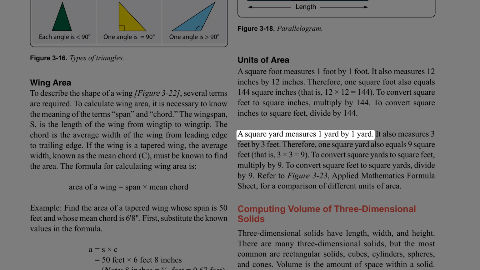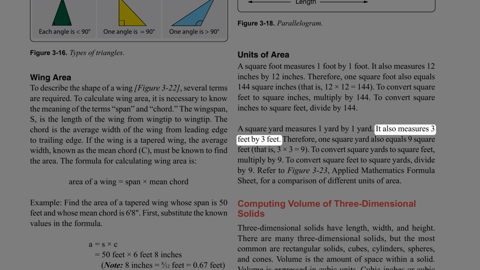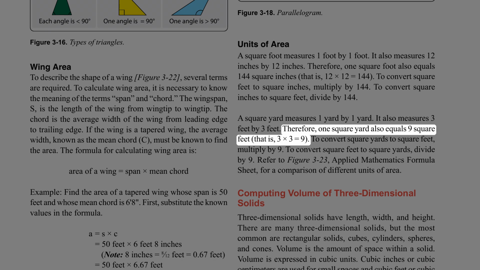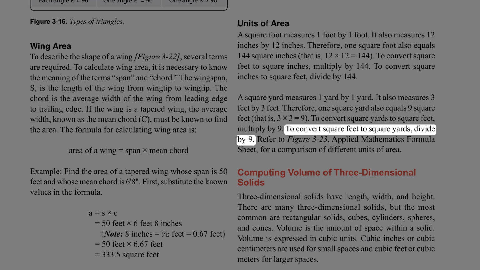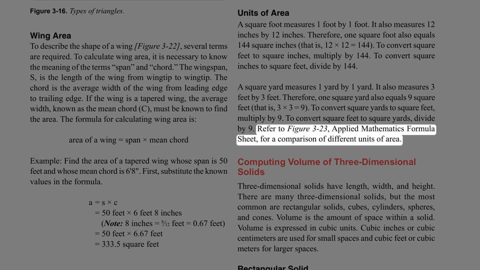A square yard measures 1 yard by 1 yard. It also measures 3 feet by 3 feet. Therefore, 1 square yard also equals 9 square feet, that is, 3 times 3 equals 9. To convert square yards to square feet, multiply by 9. To convert square feet to square yards, divide by 9. Refer to figure 3-23, Applied Mathematics Formula Sheet, for a comparison of different units of area.